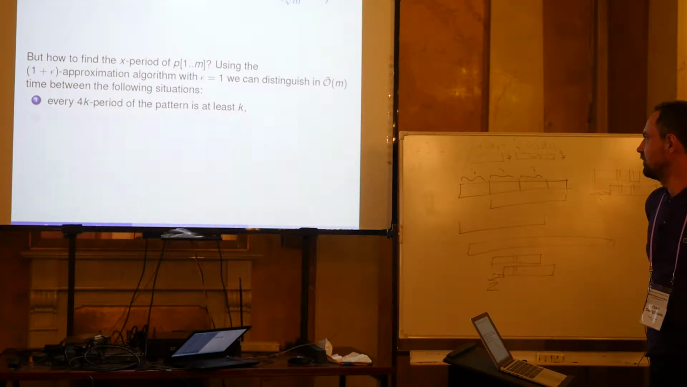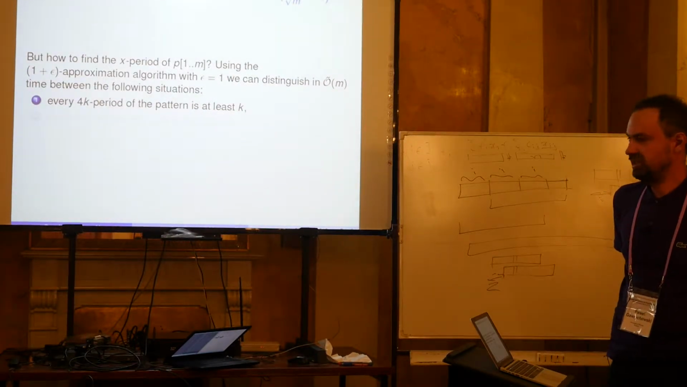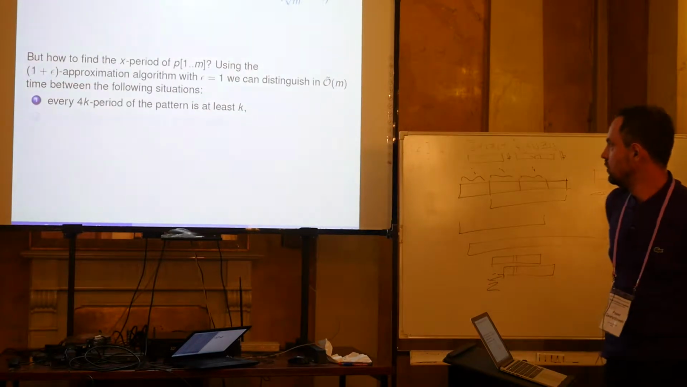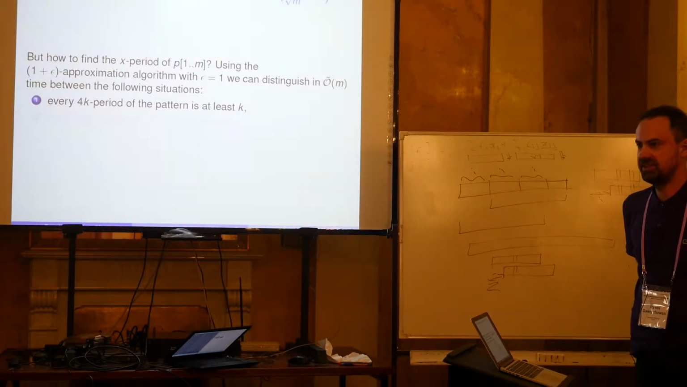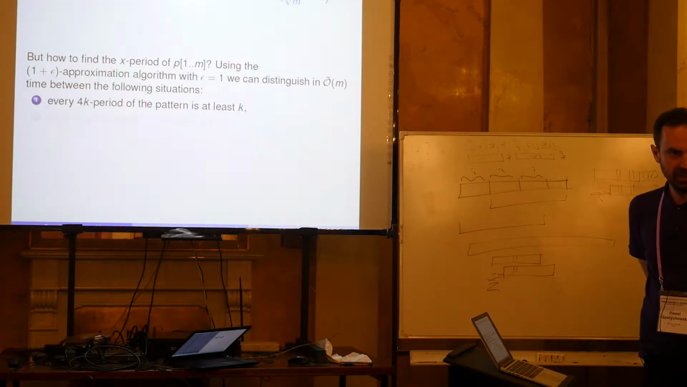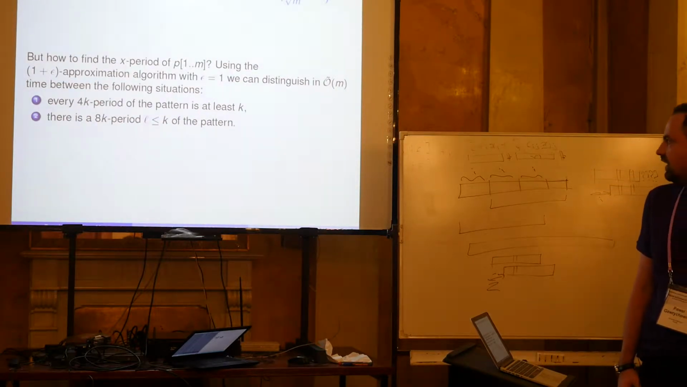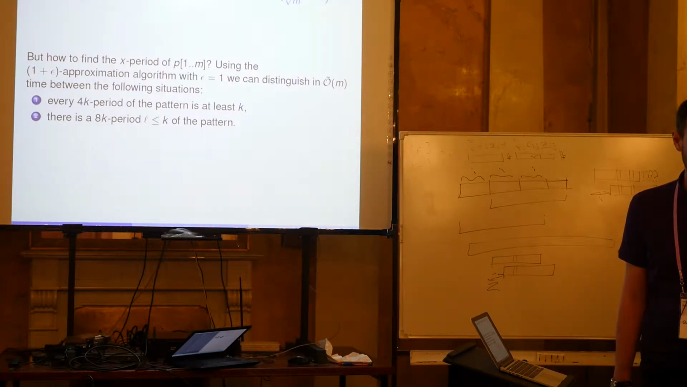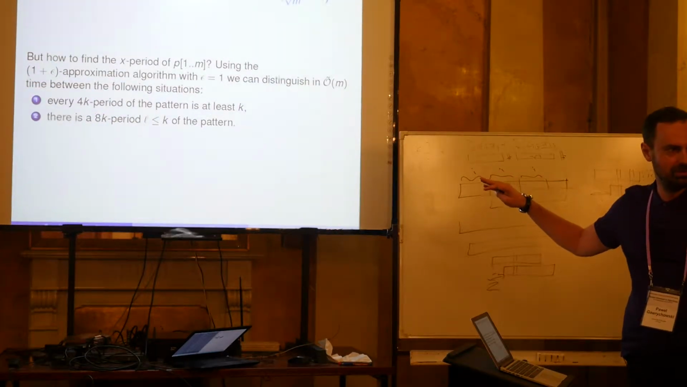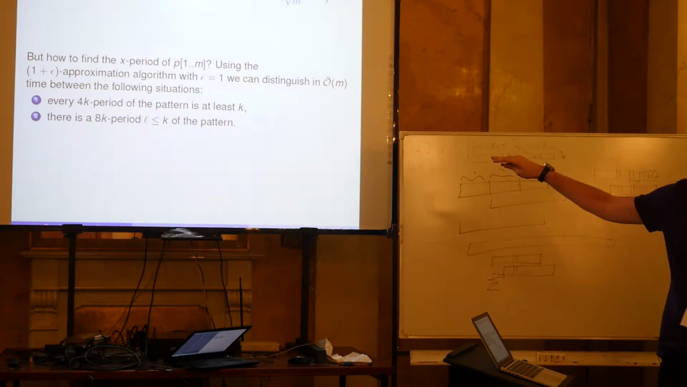Now the first claim, and maybe also the last claim: there are not many things you can be sure about in life, but here you can be sure that you'll be able to distinguish between the following two cases. Either the k period of the pattern is large, at least k, or you can find an 8k period which is at most k. It's a bit painful to read, but that's the claim that we want to make.